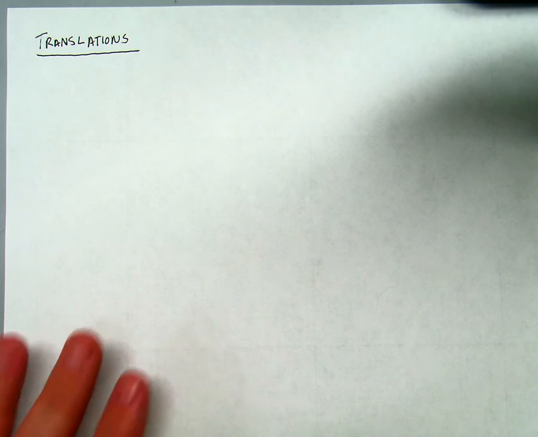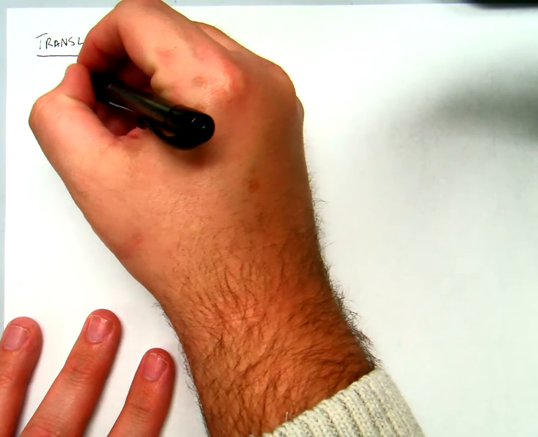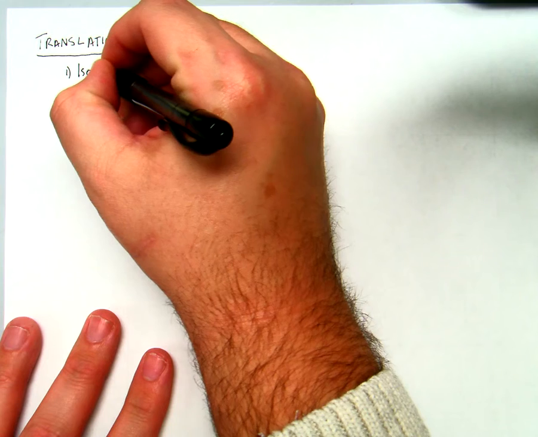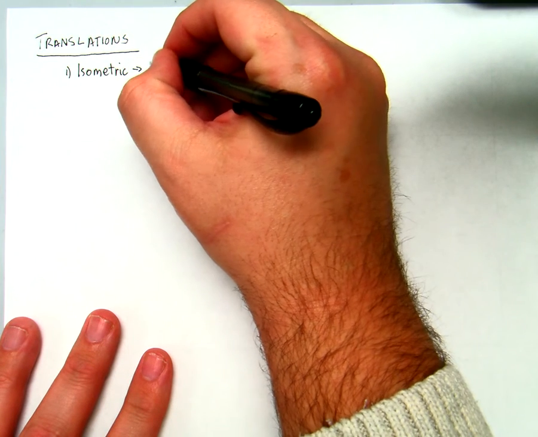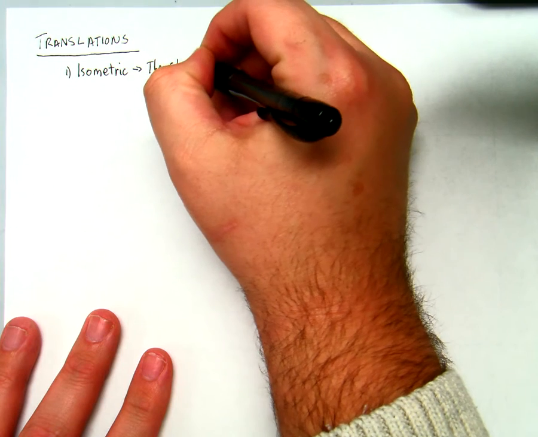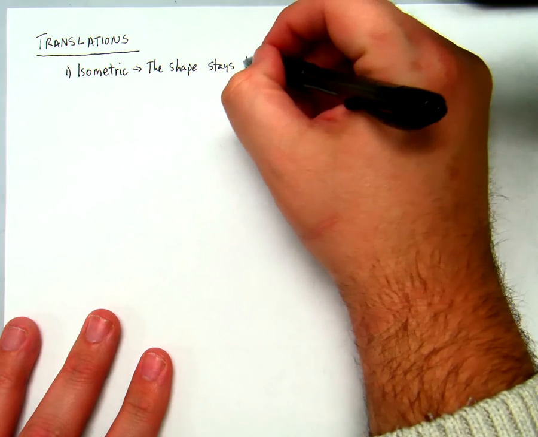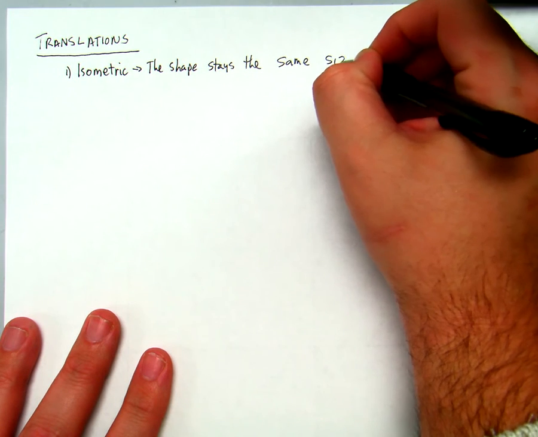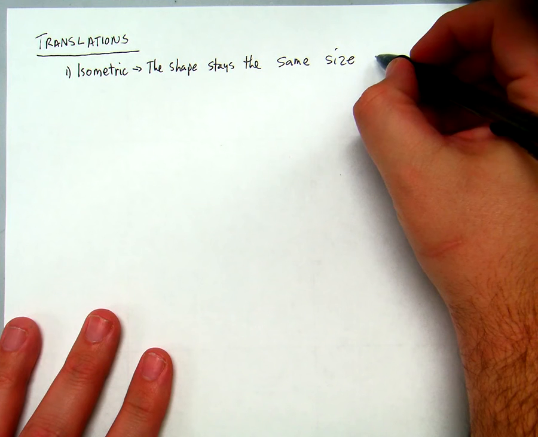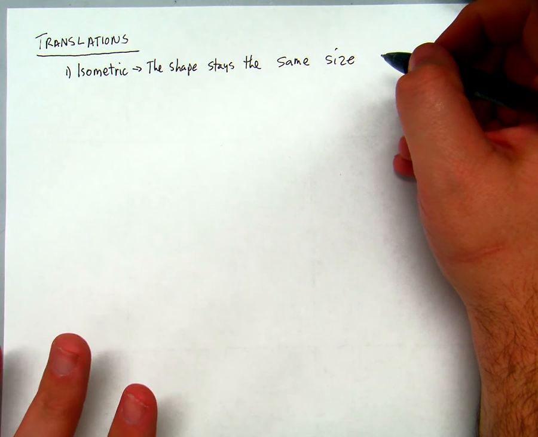Translations. A couple things that you need to know about them. One, they're isometric, which we touched on yesterday, meaning the shape stays the same size. So it's exactly preserved exactly as it was when it started.